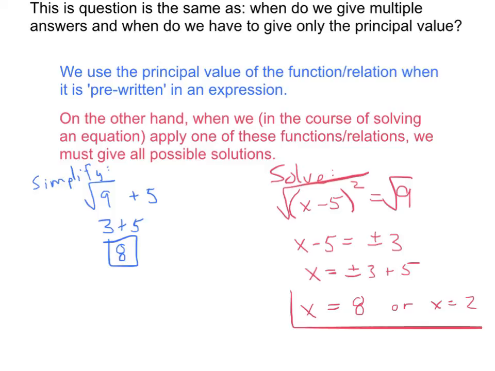So in this case, we end up with both answers, whereas over here, you weren't really being asked to find all values. I was simply saying, simplify the expression. Use the value that's already been given to you and evaluate the thing.